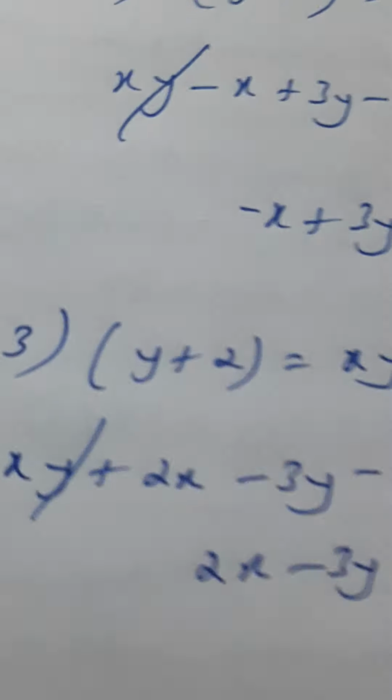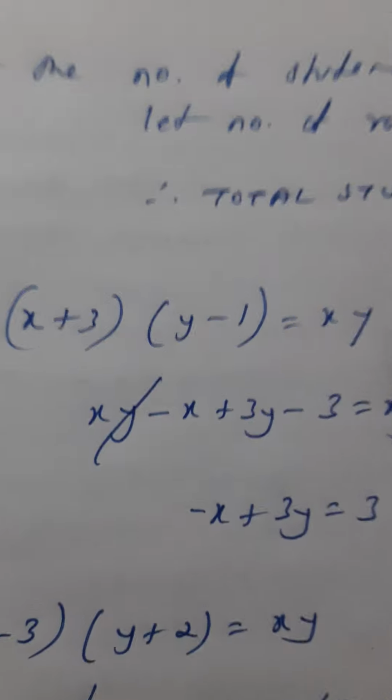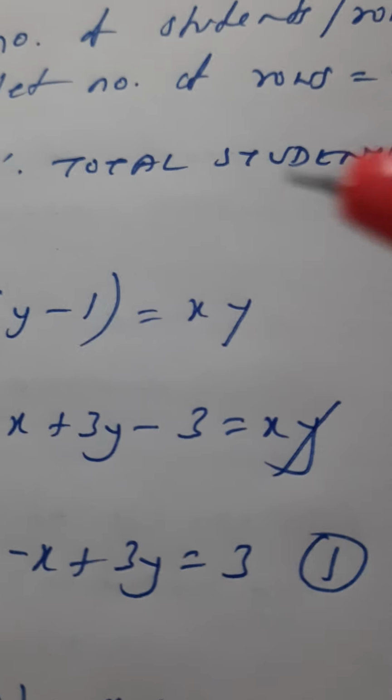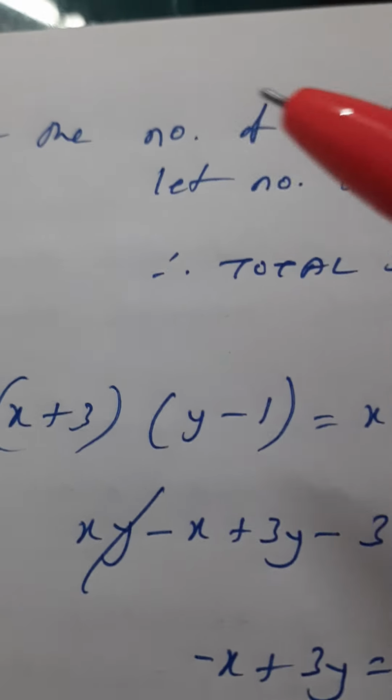Then question number 4 is somewhat similar to this. Here what is happening? Students of a class. Now the number of students of a class is again a constant, just like distance was a constant in the previous question. So what is happening?